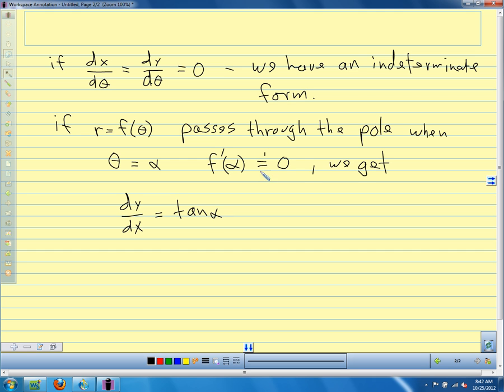Oh, sorry, this should be not. When f prime does not equal 0, so we're at the pole, but dr d theta is not equal to 0, we get dy dx equals tangent alpha. This tells us that tangent theta equals tangent alpha, or theta equals alpha. That line, the line theta equals alpha, is the tangent at the pole.